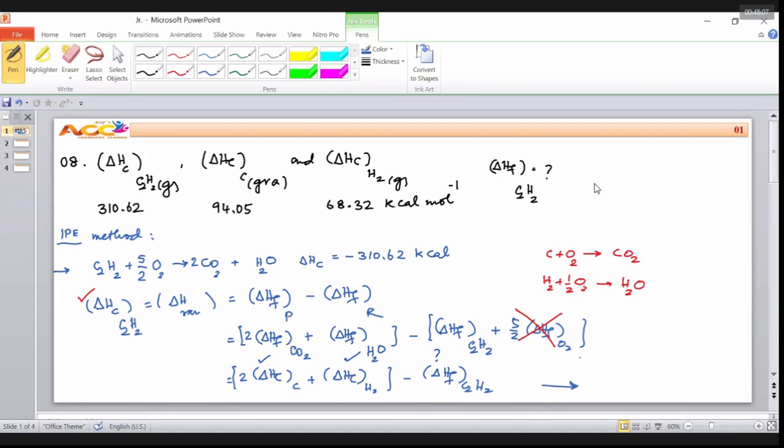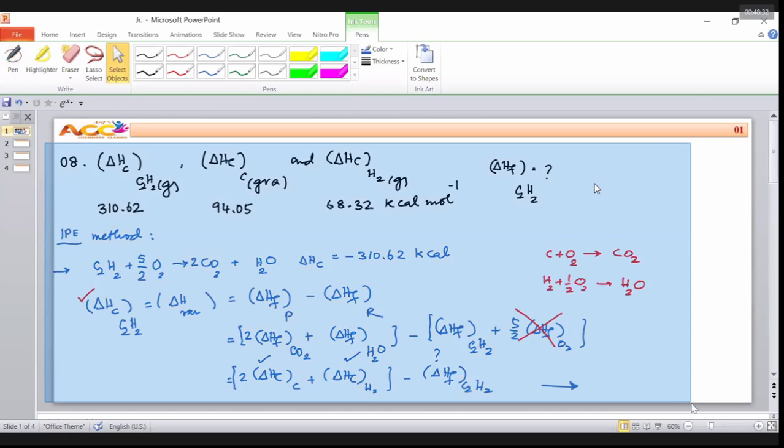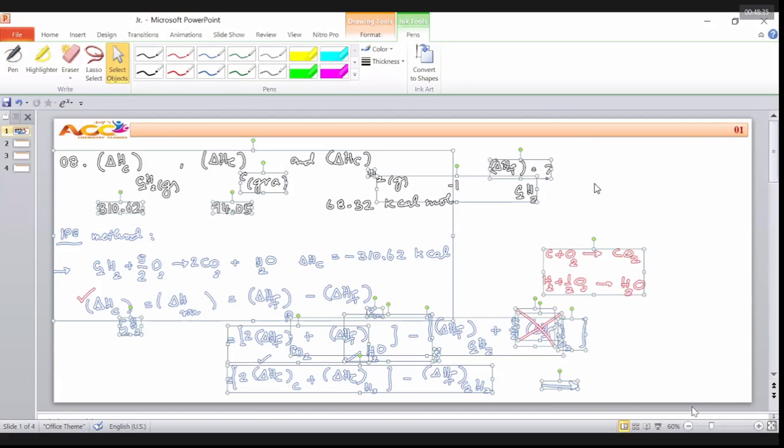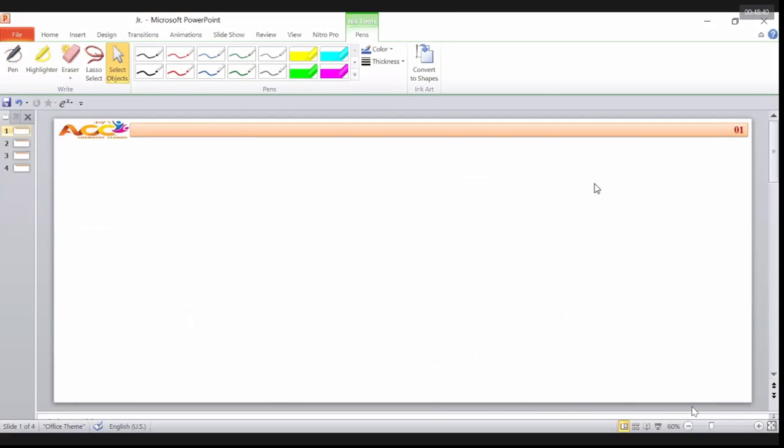Are you getting exactly same answer? Yes. Fine. This is the method which we adopt, right? We have to learn that IP method also, but we adopt this type of method, plus 54.2 kilocalories. Right. Next. Shall I proceed? Question number 9.